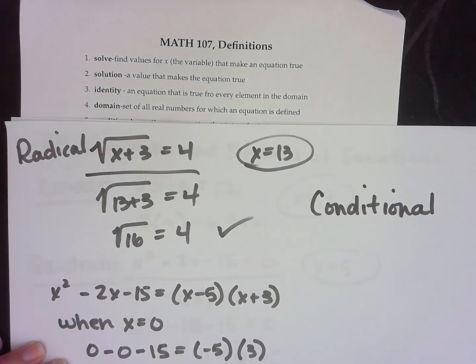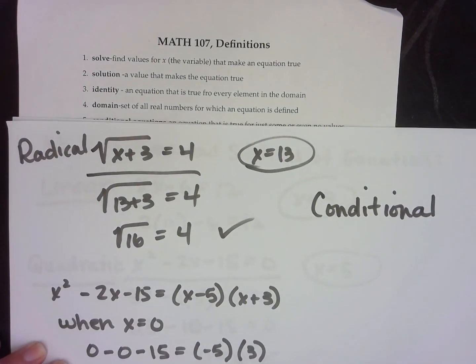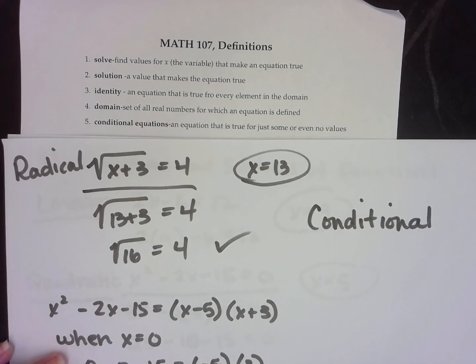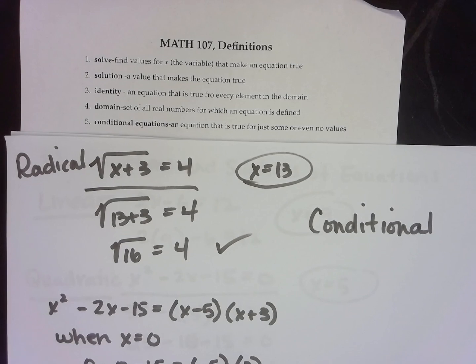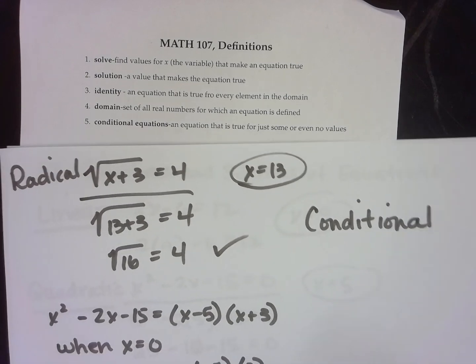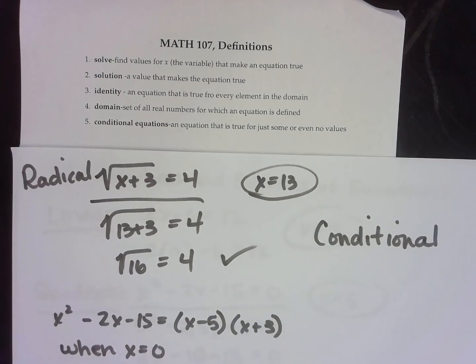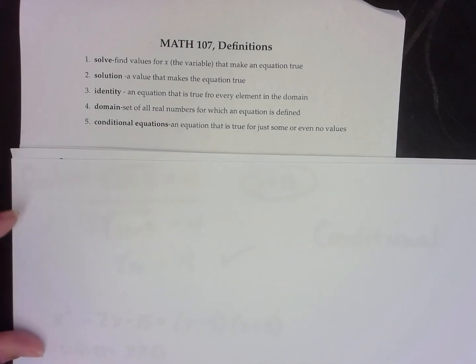And a conditional statement is basically a statement that's only true for some values of x. So that's our next definition of this particular one, an equation that is true for just some or even no values of x. So let's find one that doesn't have a value. So for instance, let me use another sheet here. Let's try out this one here.